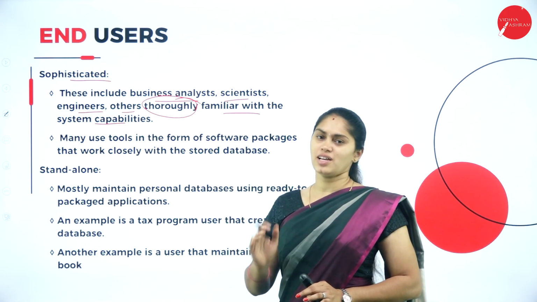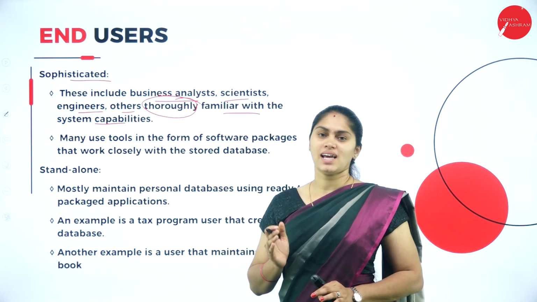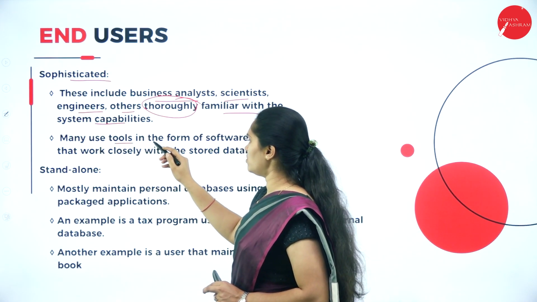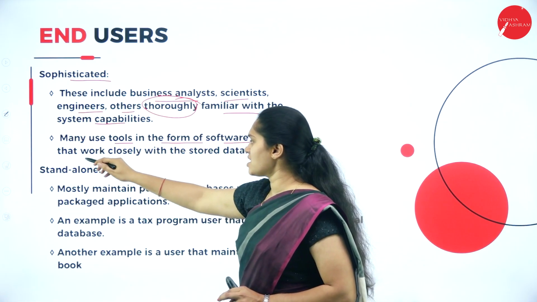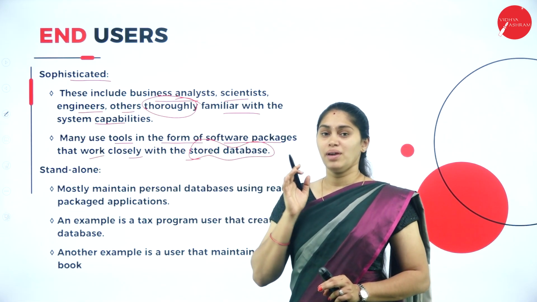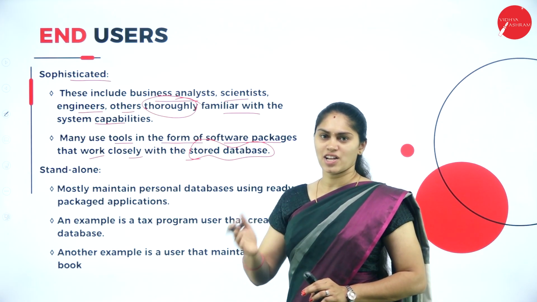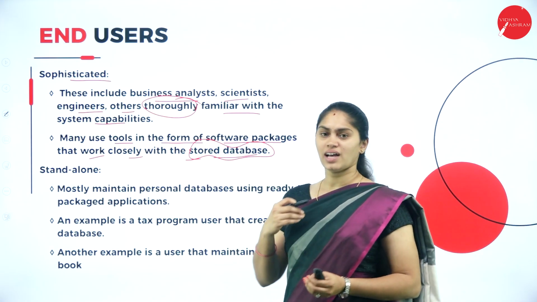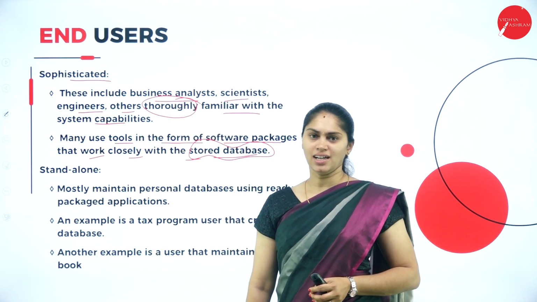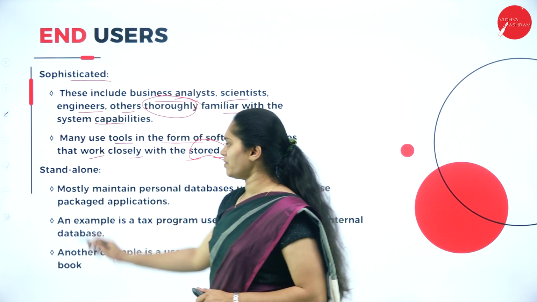In order to be a sophisticated end user, they must have knowledge regarding the database, and they are going to use many tools in the form of software packages that work closely with a stored database. But being a parametric or casual end user, we are not able to access the stored database, whereas it can be accessed by the sophisticated end user. Fine.